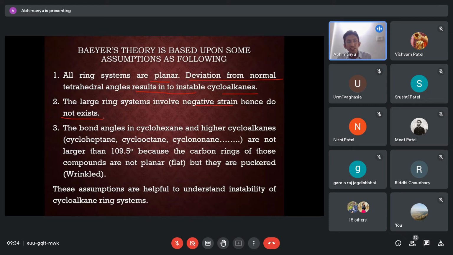I am talking about Bayer's assumption. I said that large ring system means what, more than 18. He said such rings can never be possible. And the third one is the bond angles in cyclohexane and higher cycloalkanes are not larger than 109.5 degree because the carbon rings of those compounds are not planar but puckered, wrinkled. Yes, it is true. So this was Bayer's assumption.